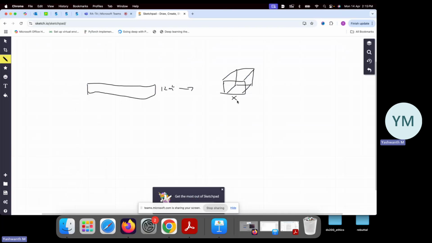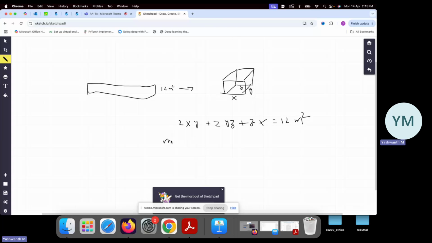So call this side x, this side y, and this side z. Assume that one of these sides is open, and we get an area of xy plus 2yz, and assume that one is open, zx. So this side is open. This is equal to 2m squared.